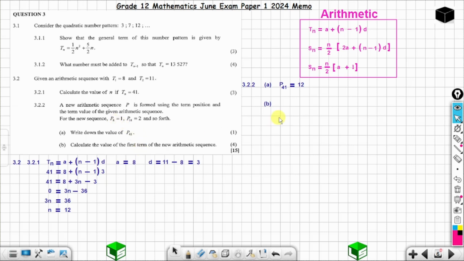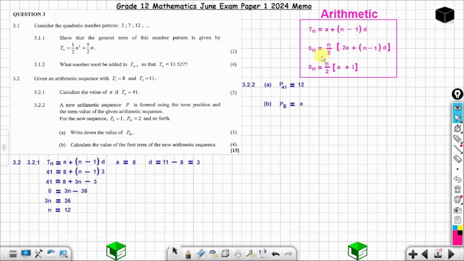So P8 is equal to, remember, this is an arithmetic sequence. You are going to use this formula. Instead of T, you are going to use P. Pn is equal to A plus, in bracket, n minus 1, you close your bracket, times D. A is your first term, which we have to calculate. So we are going to solve this question simultaneously.